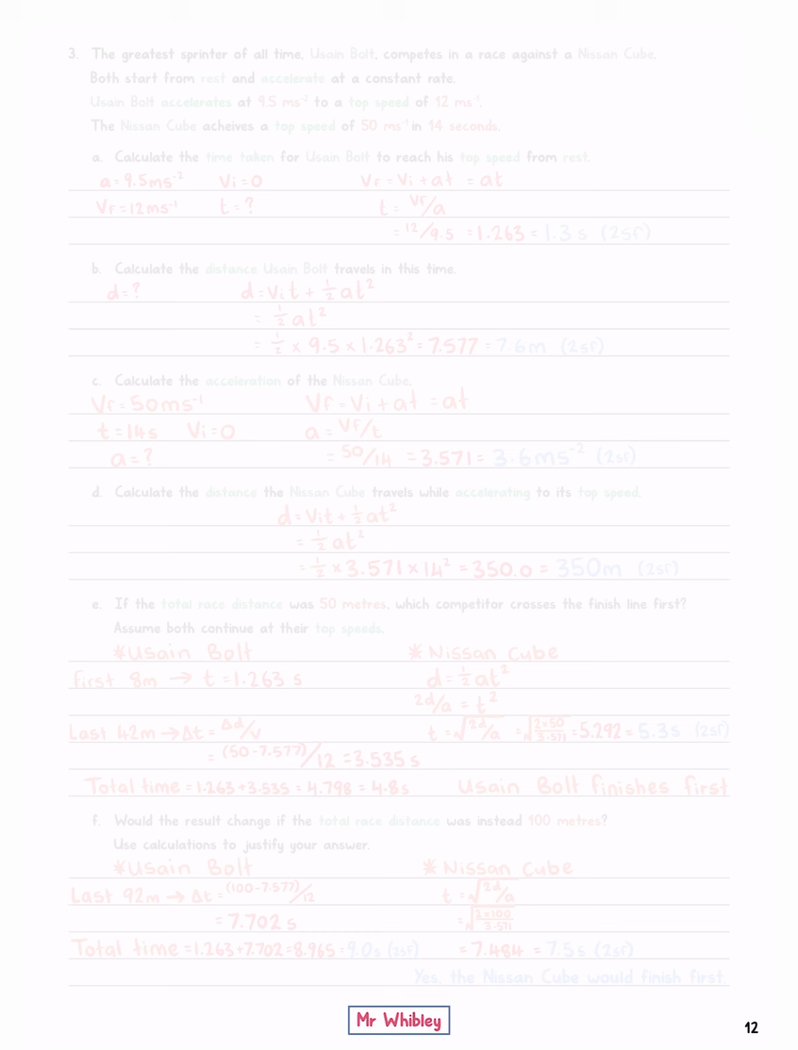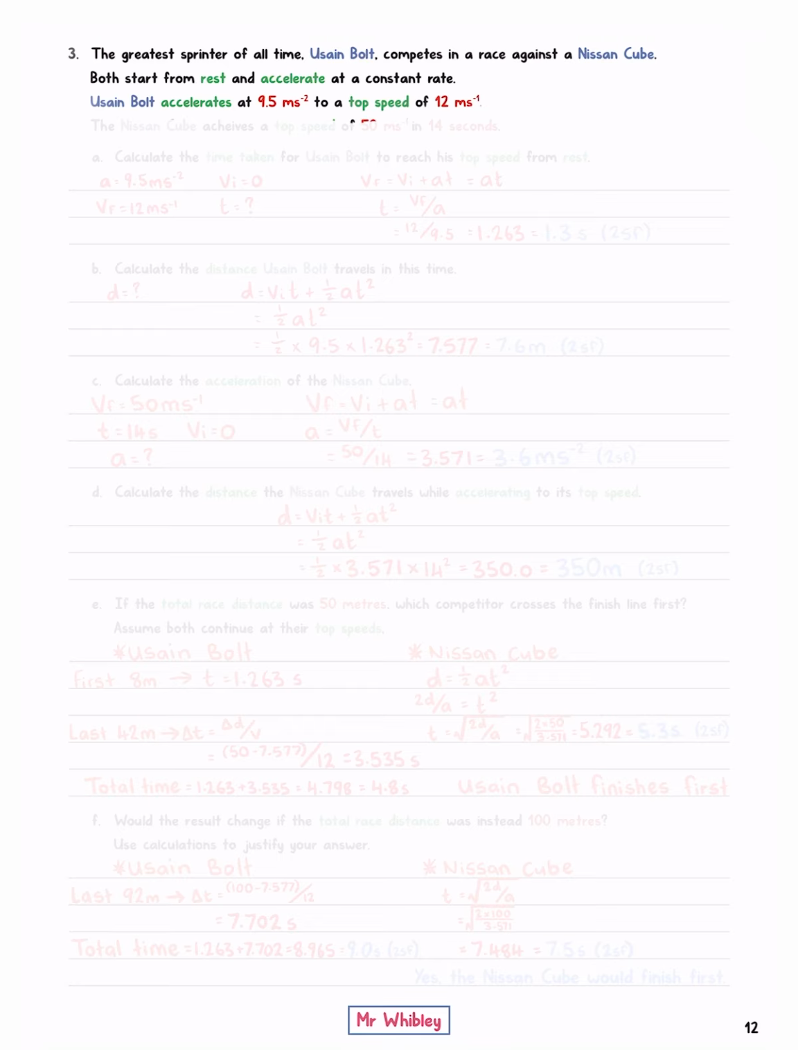Question 3. The greatest sprinter of all time, Usain Bolt, competes in a race against a Nissan Cube, the greatest race car of all time. Both start from rest and accelerate at a constant rate. Usain Bolt accelerates at 9.5 meters per second squared to a top speed of 12 meters per second. The Nissan Cube achieves a top speed of 50 meters per second in 14 seconds.